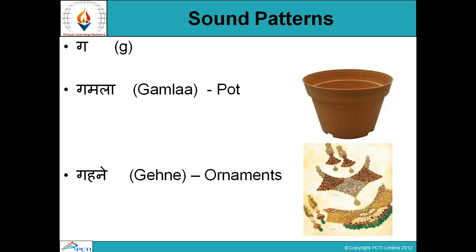Gamla. Gamla is a pot in which we put our plants. We take care of our plants and we grow plants in this pot. Herbs and shrubs have a small stem, so we usually grow them in these kinds of pots. Pot is called Gamla. What do we call pot? Gamla. Next is ornaments.